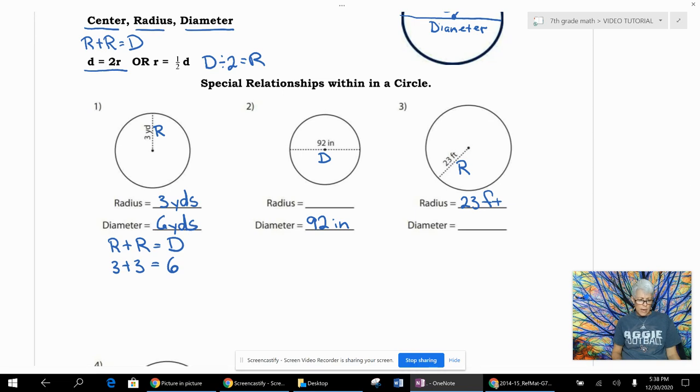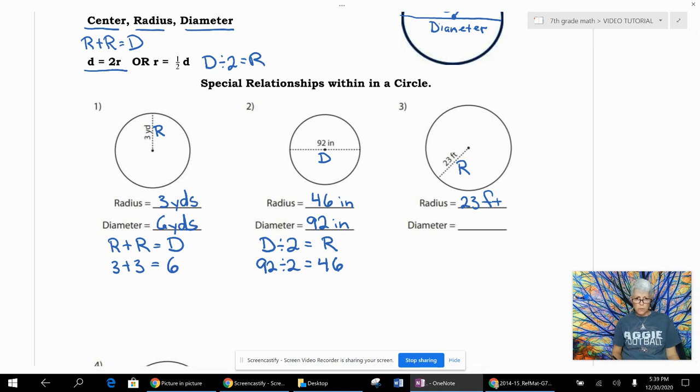All right, the second one, diameter. To go from diameter to radius, I take that diameter and I divide it by 2, and I can get the radius. So I wrote down a little formula. I'm going to plug in numbers. 92 divided by 2 equals the radius, and 92 divided by 2 is 46. So my radius is 46 inches. Notice I put the units there again.